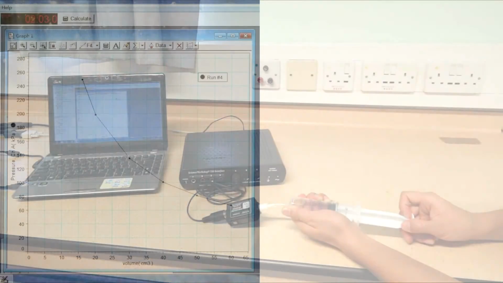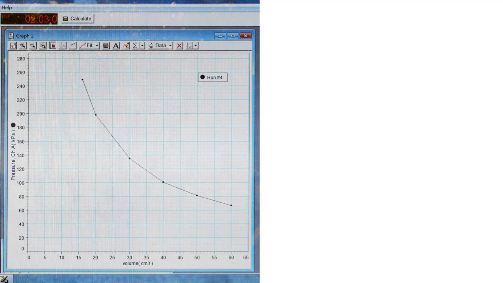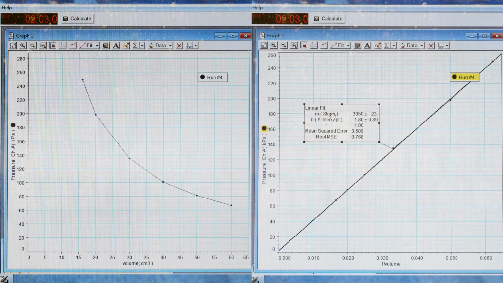Using the data obtained, plot a graph of P against V, and also a graph of P against 1 over V. What can you tell from these two graphs about the relationship between the pressure and the volume of the gas?